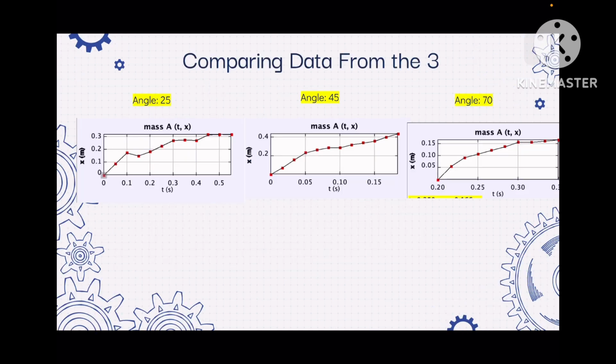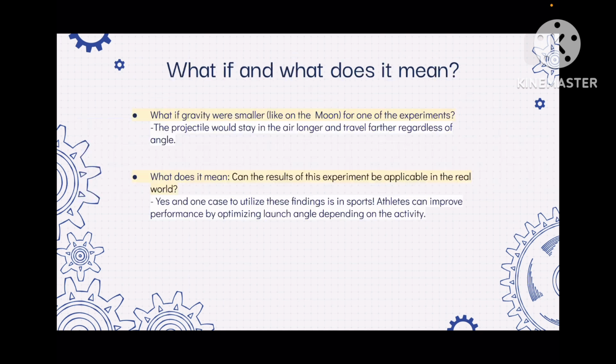Alright, so discussion. As you can see, having seen from the previous slides, the initial launch angle that ended with the biggest range in the horizontal direction is 45 degrees, which is the middle angle between the 3. Okay, so here's some what if and what does it mean. So what if gravity were smaller, like on the moon for one of the experiments?